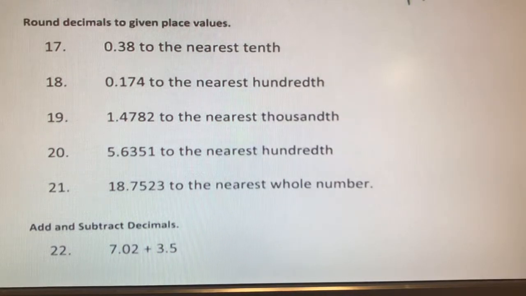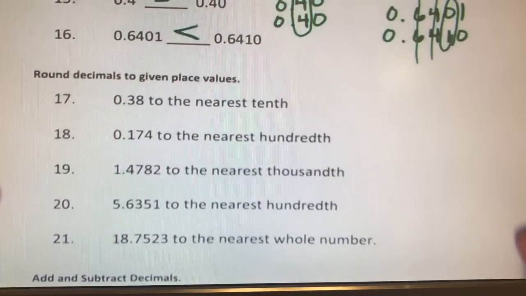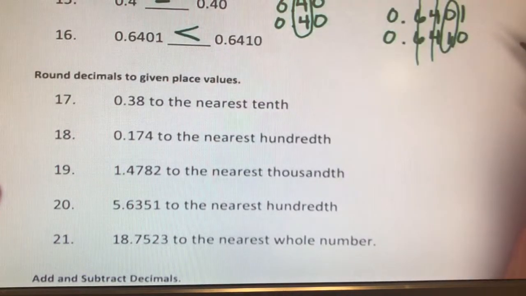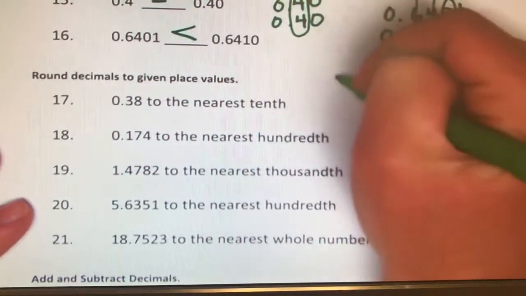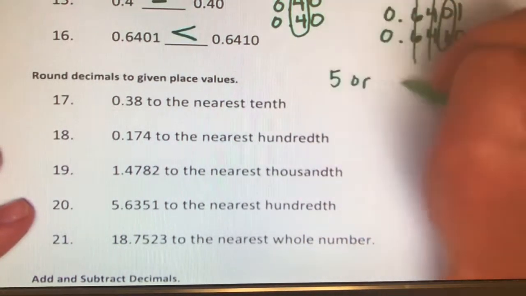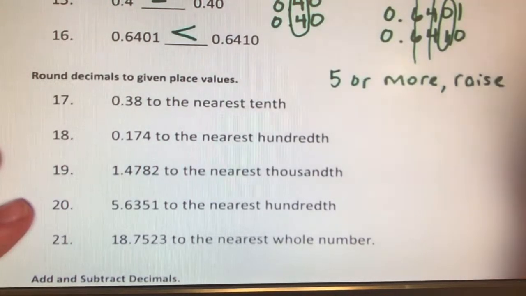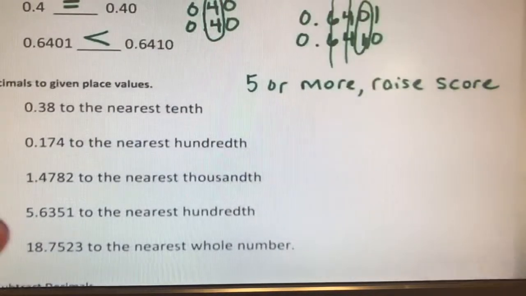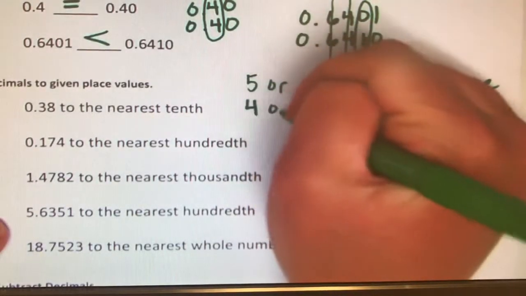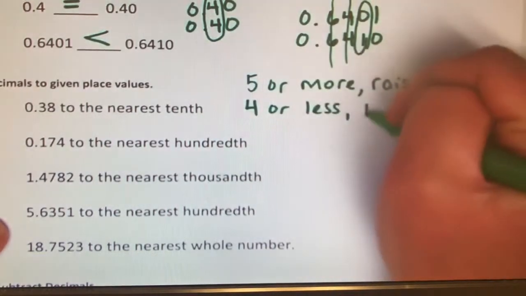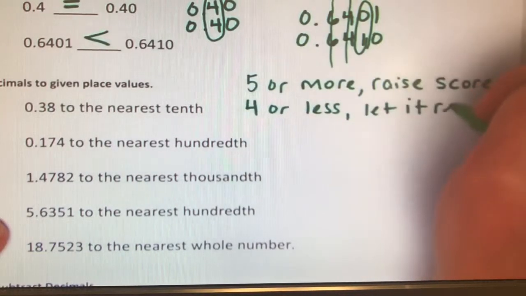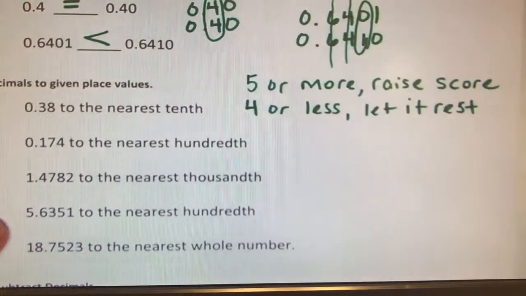Okay, if the digit we're looking for is 5 or more, we raise the score. 4 or less, let it rest. So I'll write that down for you. 5 or more, raise the score. I don't have enough room, so I'll write "raise score." That means go up 1. If it's 4 or less, you let it rest, which means keep it the same. 5 or more, raise the score. 4 or less, let it rest.